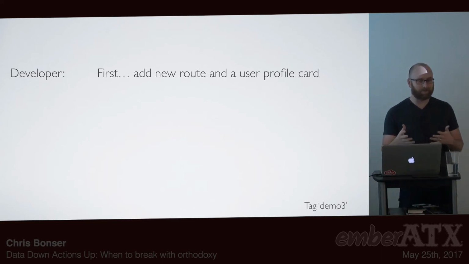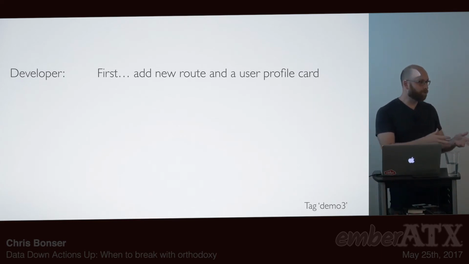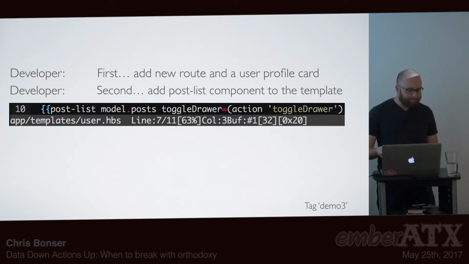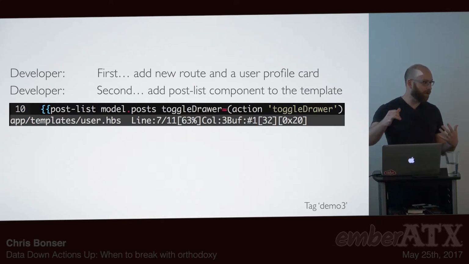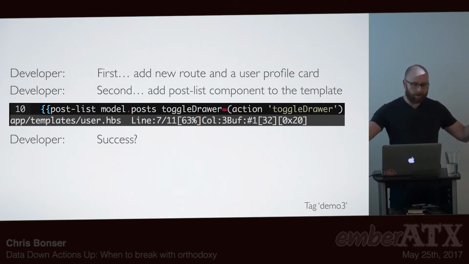You might be like, okay, first I'm going to add the new route for the user route, and that's where we're going to render the profile card. And then second, we'll move our post list component. We'll just add that to this other route over here, and then we'll be good to go, right? Right? Or no? So the thing to think about is, there is a bug here. Does anybody know? I got a few.